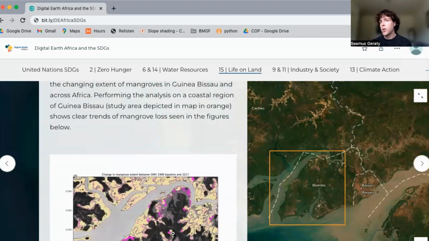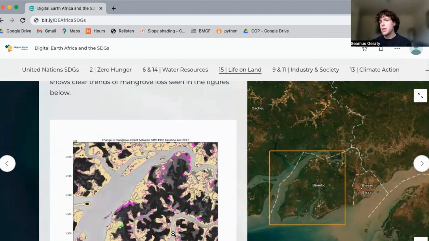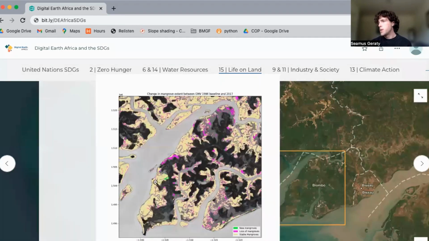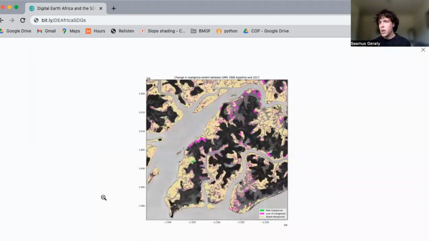Performing the analysis on a coastal region of Guinea-Bissau that is depicted in the main map over here in orange shows clear trends of mangrove loss. You can see as I open up this window, pink signifies areas where mangroves have been lost since the baseline year of 1996. Tan areas show where the population of mangroves has remained stable or consistent, and then green shows where the population has actually increased.